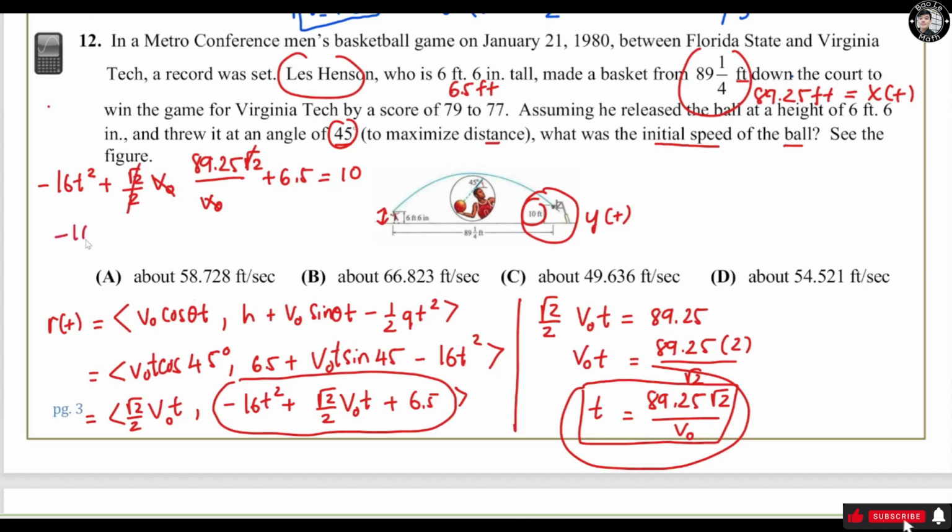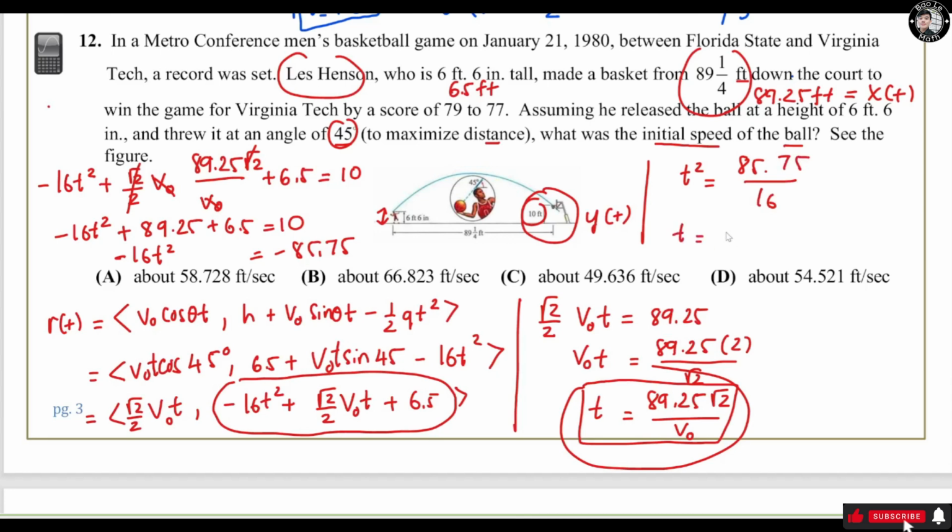So I have negative 16t squared plus 89.25 plus 6.5 equals 10. Now I'm going to subtract 89.25 and 6.5 from both sides, so I'm going to end up with negative 16t squared equals negative 85.75. So then t squared equals 85.75 divided by 16. So t equals the square root of 85.75 over 16. We're not going to take the negative number.